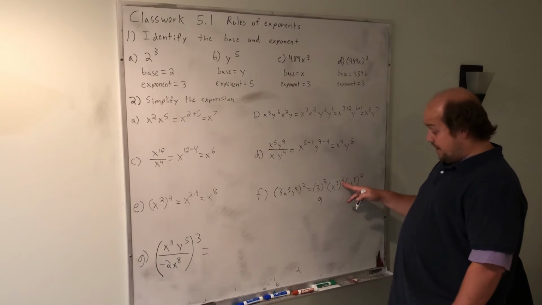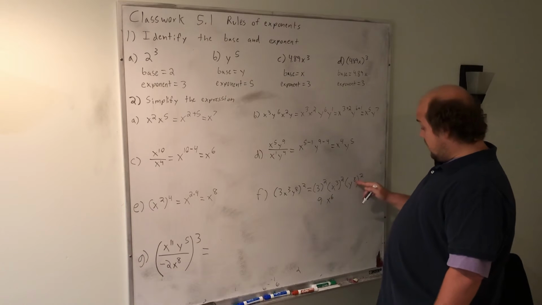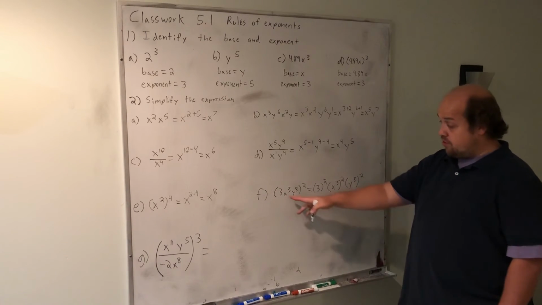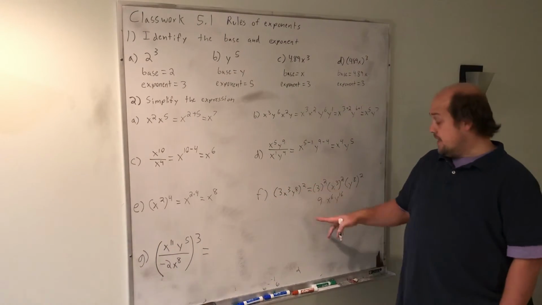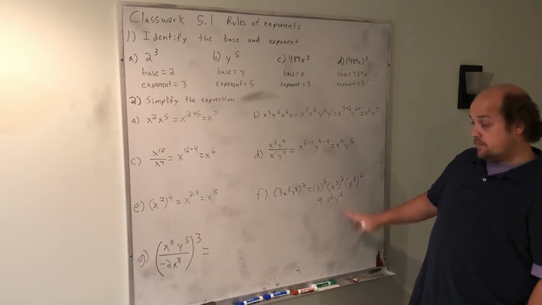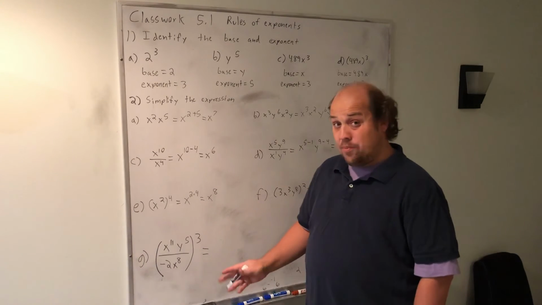This is a power to a power problem. 3 times 2 gives me 6. 8 times 2 gives me 16. So my final answer to 3x to the 3rd, y to the 8th, all to the 2nd power is 9x to the 6th, y to the 16th. For part G, I can do this in a couple different orders.